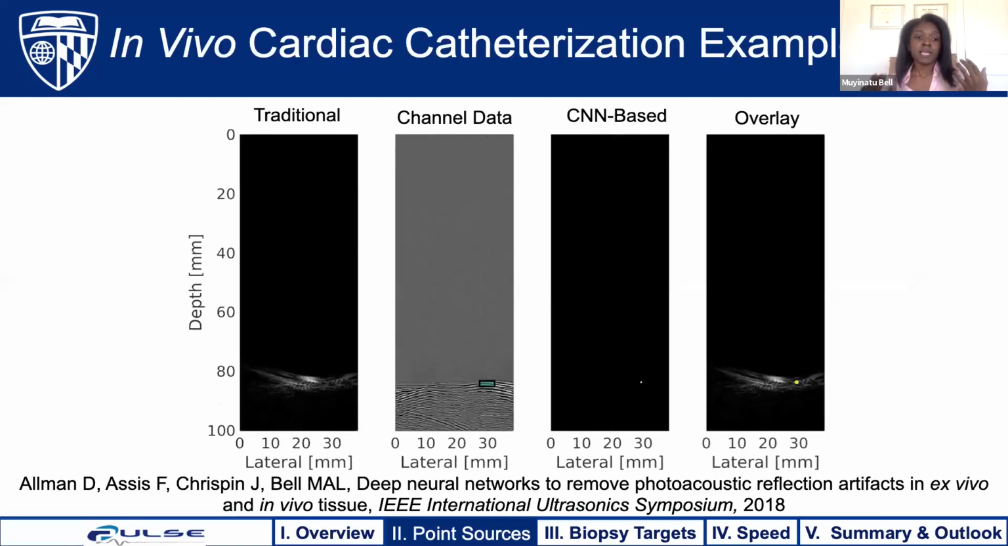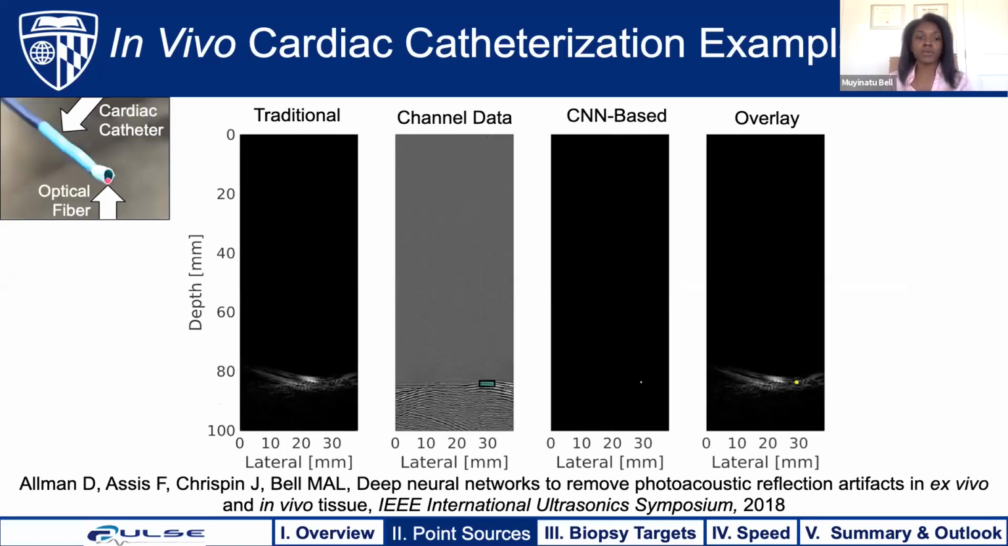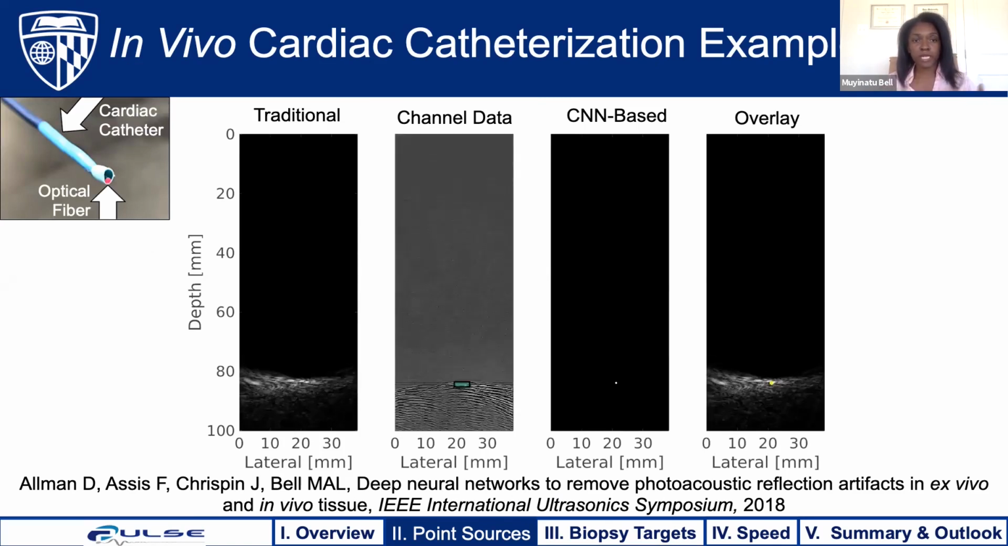And this is important for that in vivo example that I showed earlier, where we are viewing photoacoustic images obtained with an optical fiber inserted into a cardiac catheter. We see the traditional beamformed image again, side by side with the channel data and side by side with the CNN-based output. And although you can see very clearly again why we would appreciate the benefits of the CNN output, we can possibly overlay the CNN output on the traditional images and maybe learn something about what the traditional images were trying to tell us about where this catheter tip was located.